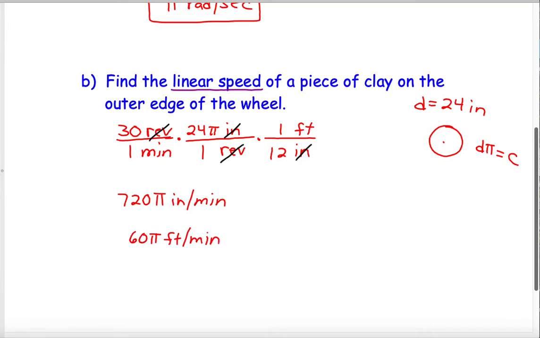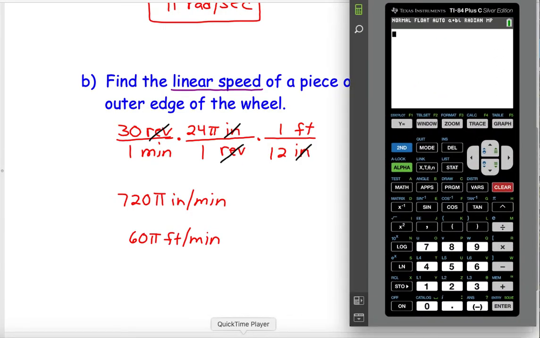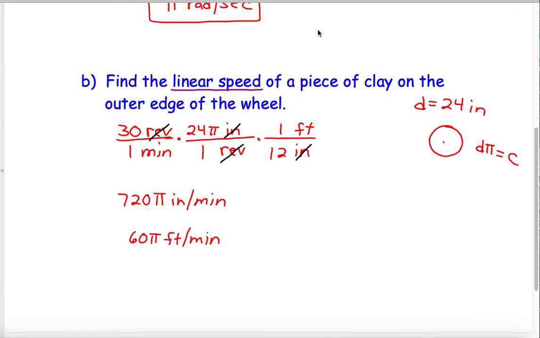And even that's what, about 180, 190 feet per minute, 60 pi. 188 and a half feet per minute. That still seems not like a number that we would express in terms of our linear speed. So we could keep going if we like. And the reason I'm just going through all these different possibilities is to show you how you can convert and change your units pretty easily.